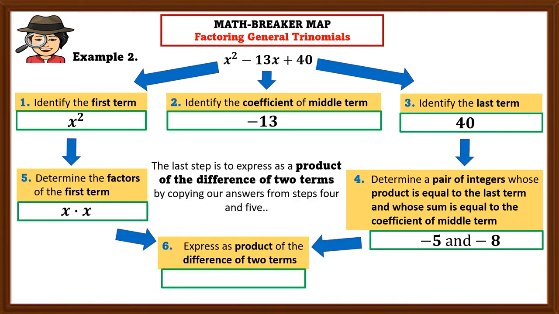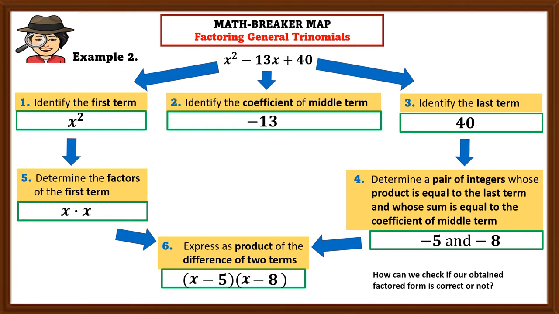For step 5, determine the factors of the first term, that is x times x. And for the last step, express as a product of the difference of two terms by copying our answers from steps 4 and 5. That is, quantity x minus 5 times quantity x minus 8.